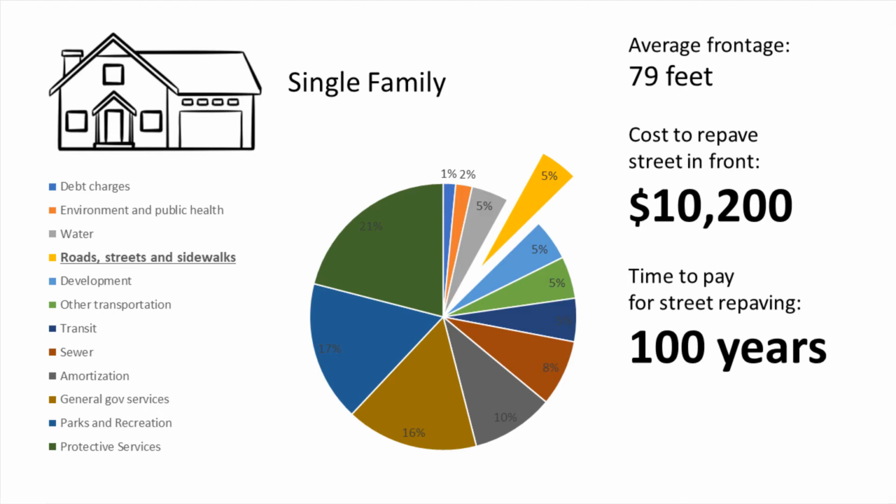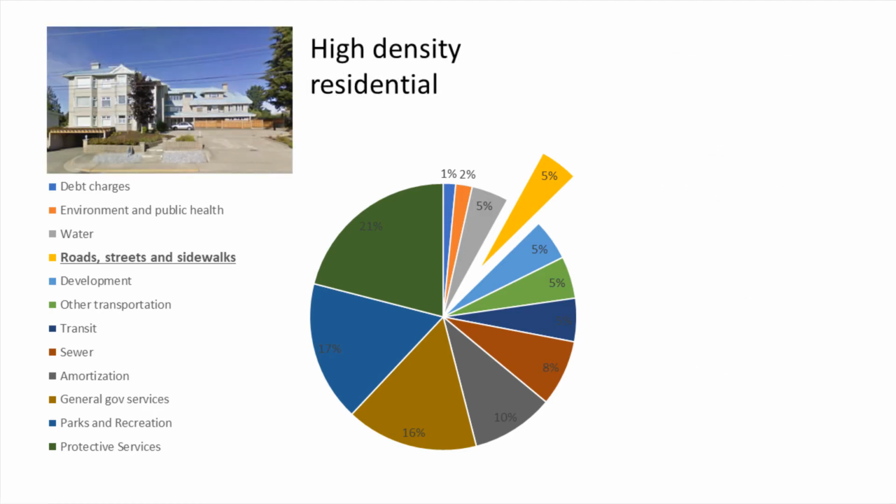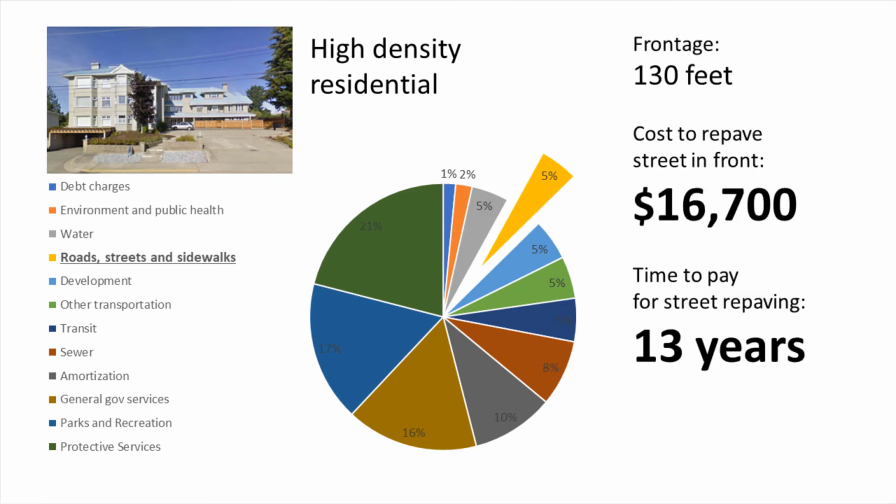So even though we're not looking at the complete picture with all our pipes, it's certainly painting a similar picture to what Kelowna and other communities have seen. And if we look at the higher residential density like this building, it looks a lot more reasonable, I guess, in terms of the years that would be required for the taxes from this building to pay for street repaving.